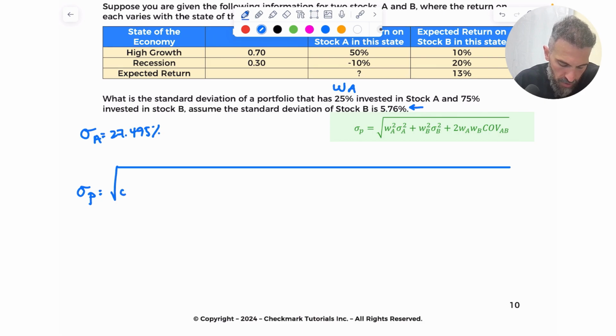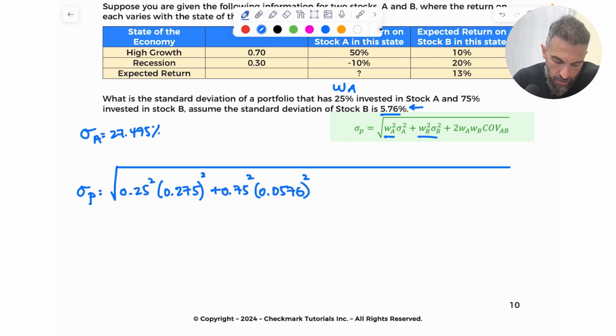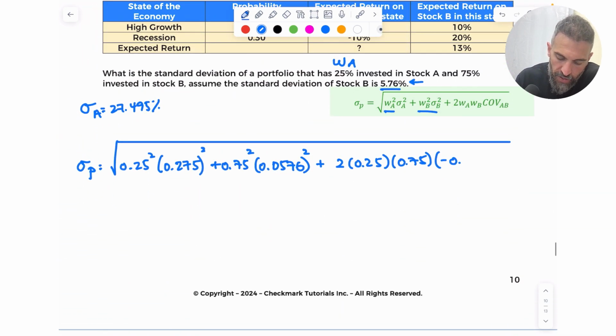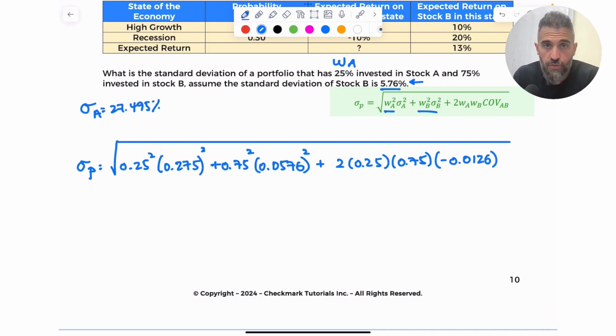You could, there are ways to do it as percentages, but I suggest not. So the weight of A is 0.25, and you square that, right? So we're following this formula. The standard deviation of A is 0.27, I'll round that to 275, square. Then B. The weight of B is 0.75, so 0.75 squared. The standard deviation of B, 0.0576 squared, plus 2 times the weight of A times the weight of B times the covariance, so minus 0.0126. So you need the covariance to find the total risk of the portfolio.